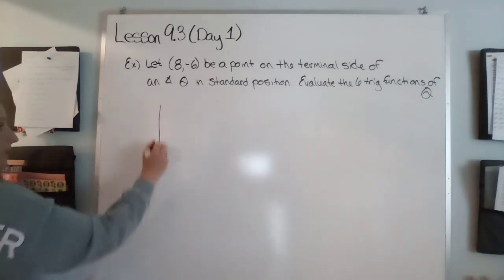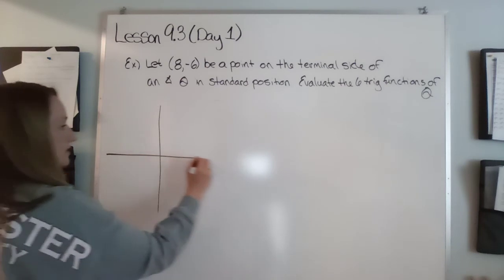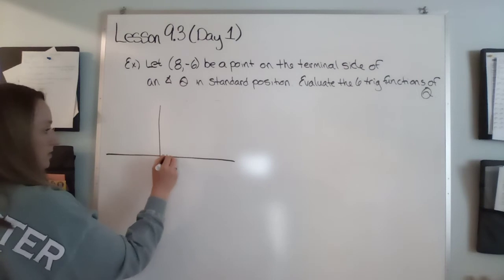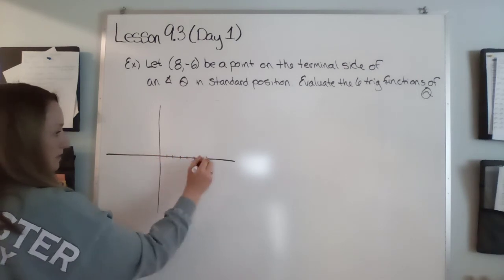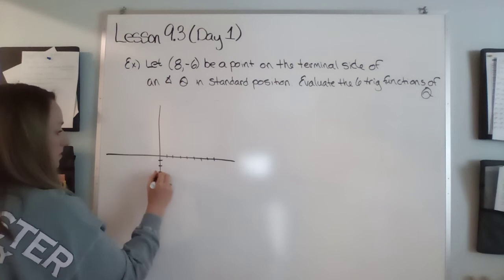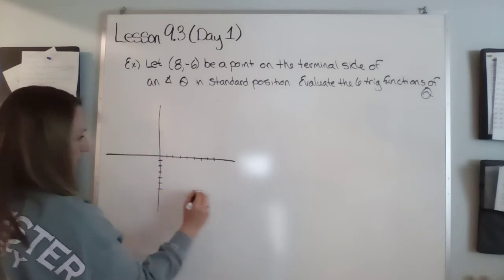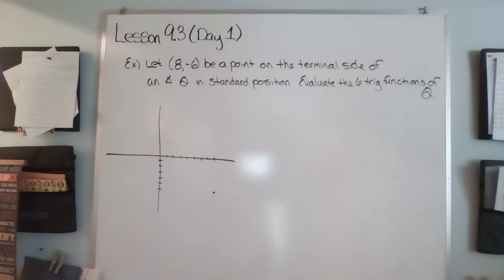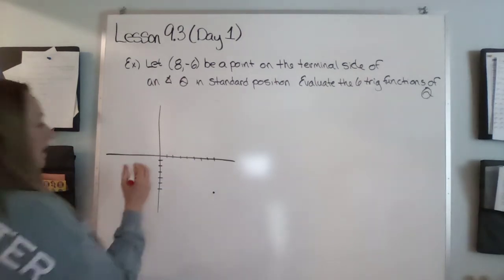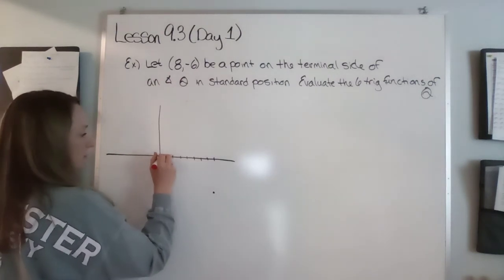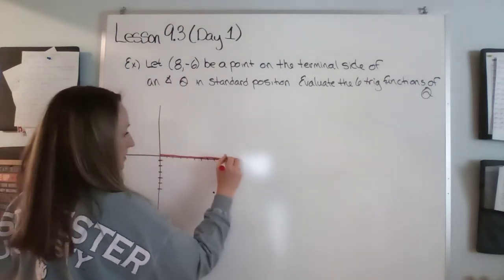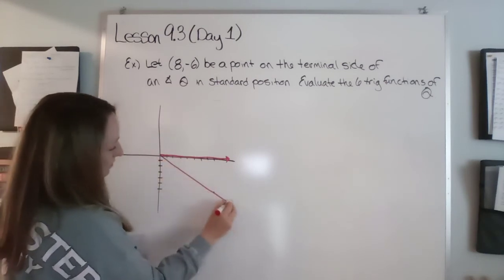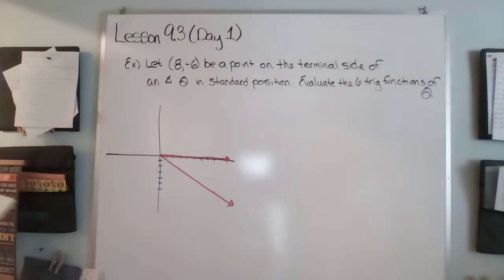All right, so here I have my y-axis and my x-axis. And then I have this point (8, -6). So I go to the right 8, 1, 2, 3, 4, 5, 6, 7, 8, and then down 6. And I put a point. All right, it says that this angle is in standard position. So that means that its initial side is locked to the positive x-axis. And its terminal side is the one that moves, and it goes through that point because it says that point is on the terminal side.